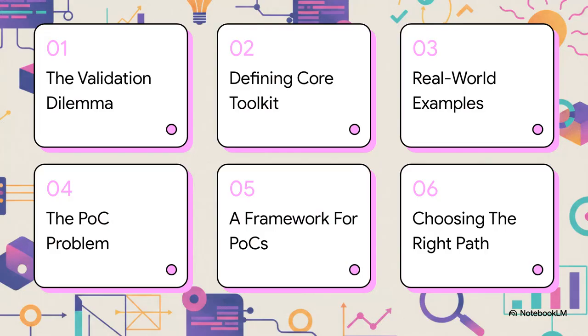To figure that out, here's our roadmap for today. We'll hit 1, the validation dilemma, 2, defining the core toolkit, 3, real-world validation examples, 4, the PoC problem, 5, a framework for PoCs, and finish up with 6, choosing the right path. We're going to start with high-level business strategy and drill all the way down into deep academic software architecture.